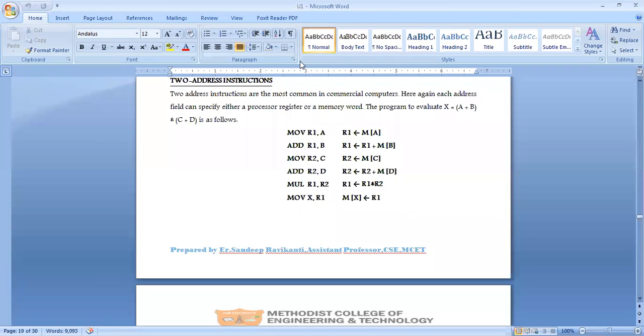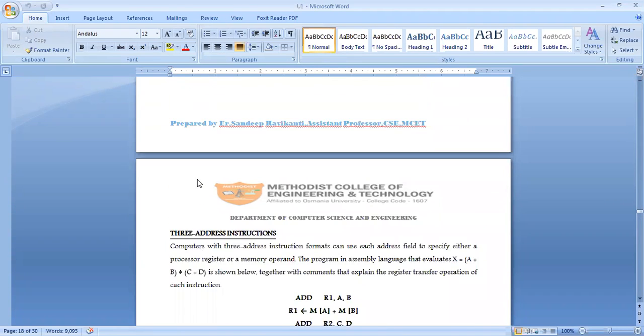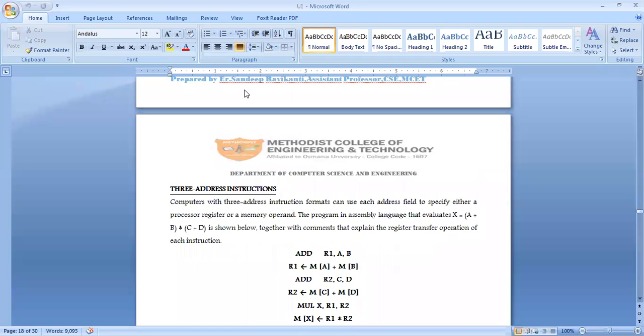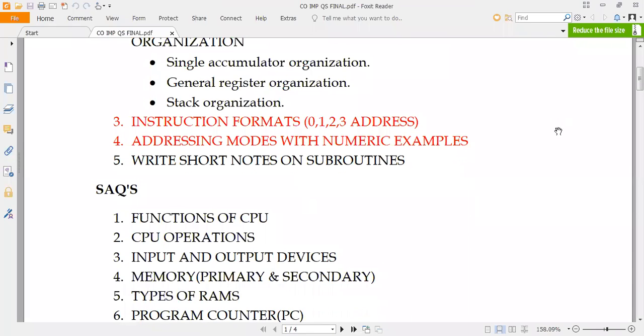Are you able to see the screen? Yes, sir. Which one is there? 2 address? Two. Are you able to see the document? Yes, sir. Fine. And next. Any queries till now? Anyone is having any query? You can ask me if you have any queries. No, sir. Fine.